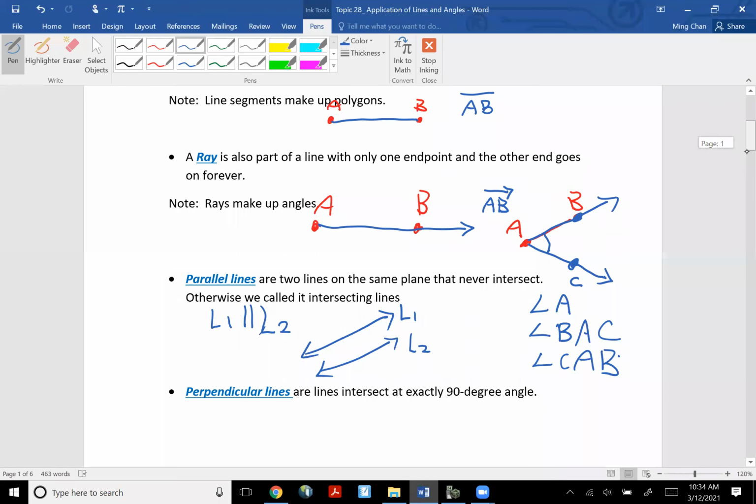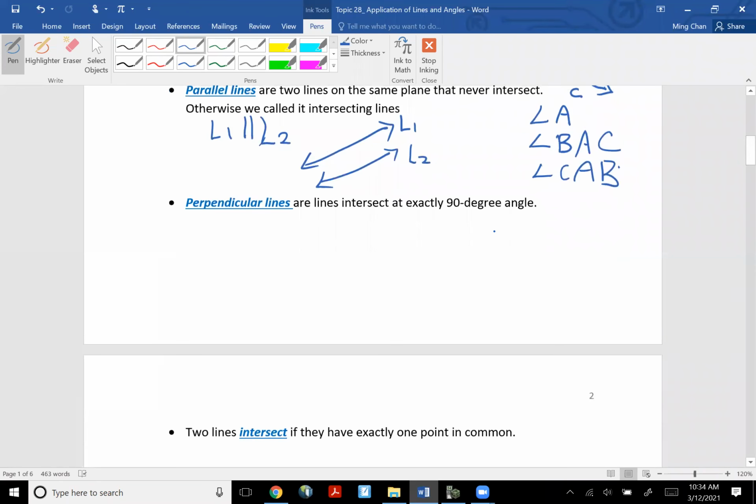Perpendicular lines are two lines intersecting at exactly a 90-degree angle. So if I say line one is perpendicular, that's our symbol, to line two, then these two lines intersect at exactly a 90-degree angle. And normally we make a little mark for the 90-degree angle this way. Two lines intersect.